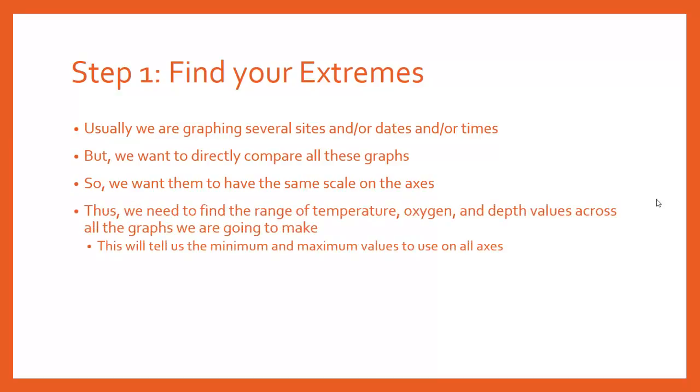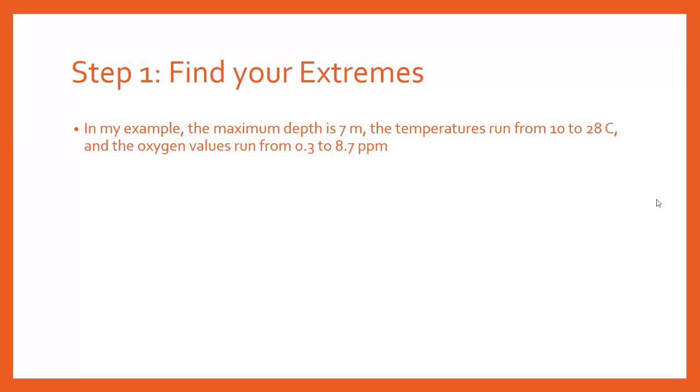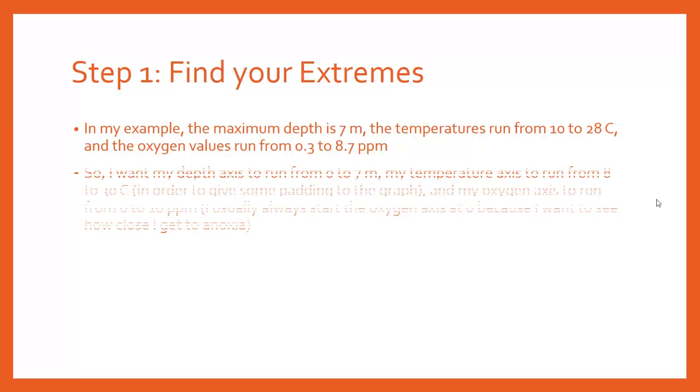So my first thing is to find the range of temperature, oxygen, and depth across all the graphs, and that will tell me the minimum and maximum values to use on all axes. In the example I'm going to show you here, the maximum depth is 7 meters. The temperatures run from 10 to 28 Celsius. The oxygen values run from 0.3 to 8.7 parts per million.